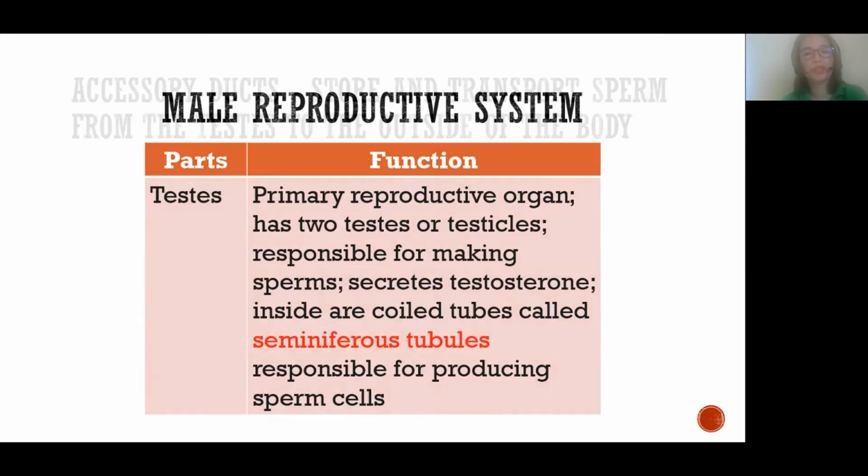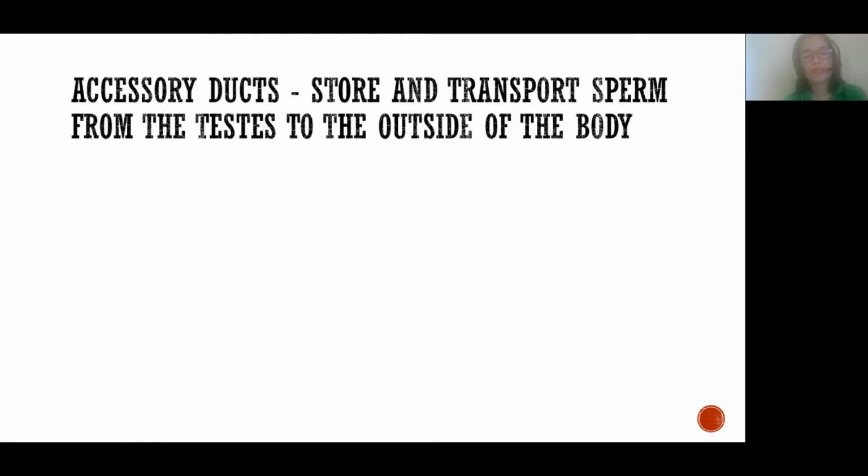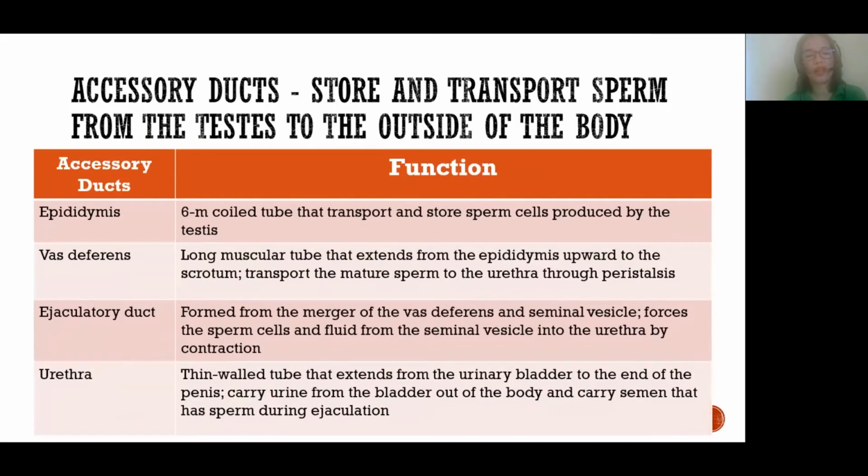Okay? So from the video also, you see the different ducts or accessory ducts. So these ducts store and transport sperm from the testes to the outside of the body. So take note, store and transport sperm. So what are the accessory ducts? There are actually four. So you have the epididymis, vas deferens, ejaculatory duct, and urethra.